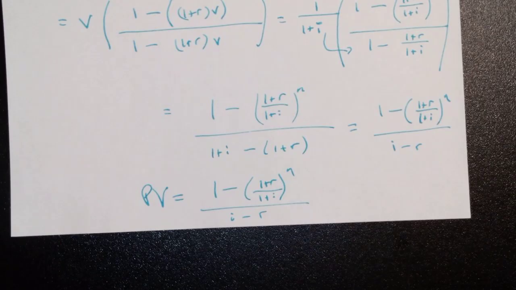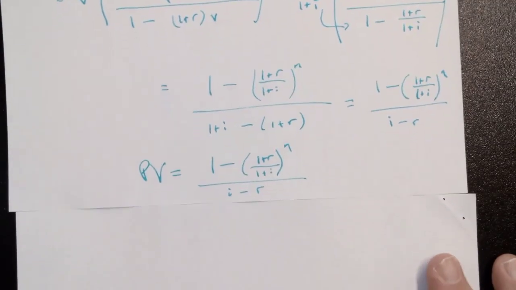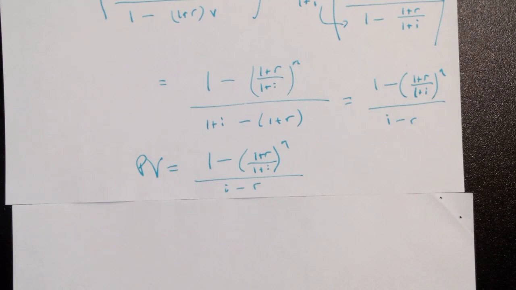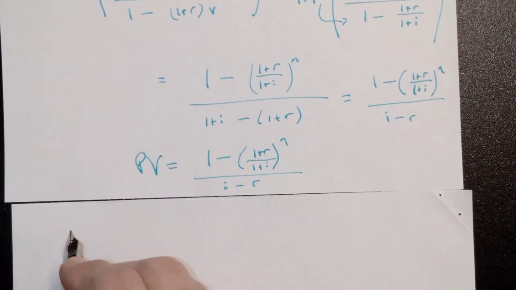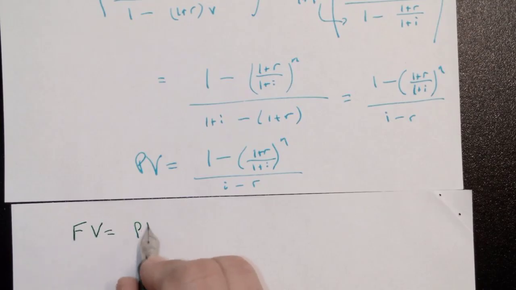By the way, I could go through and create the future value exactly the same way, but that's a pain. So what's the shortcut to get from the present value to the future value? Present value times something. There's a multiplication by something that goes on the end there.